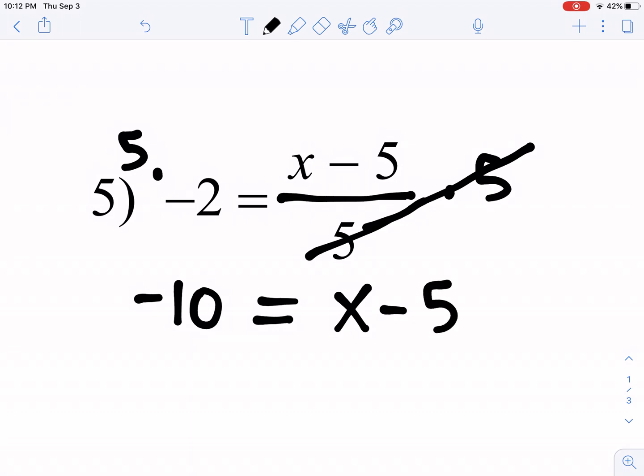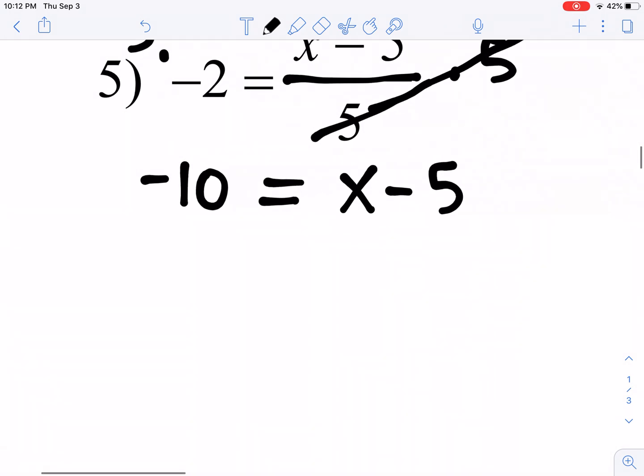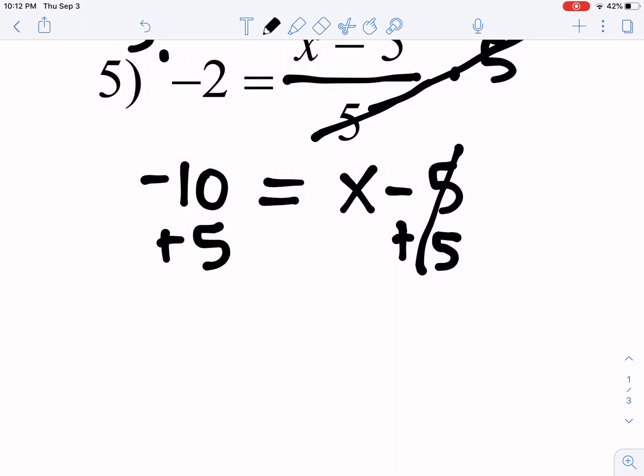Okay? Now, I'm in a one-step equation. I need to get x by itself and move minus 5 to the other side. What's the opposite of minus 5? Plus 5. So I'm going to add 5 to the other side. My inverses cancel out, and I get a negative 10 plus 5. Different signs, subtract and keep the sign of the larger value. 10 minus 5 is 5, and 10 is the larger value, and it's negative. Okay, so I get a negative 5 equals x.